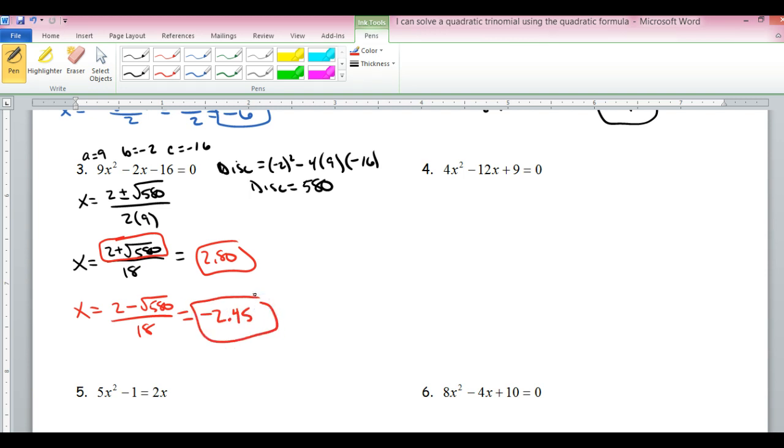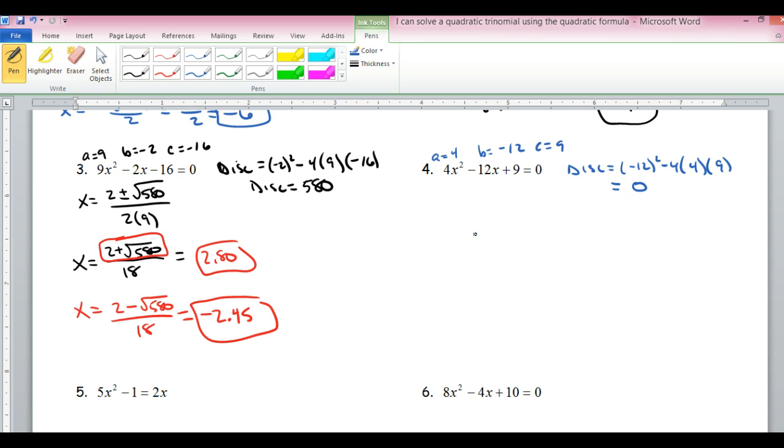Do me a favor and pause the video to make sure you get those same answers, because evaluating those expressions is one of the common mistakes students make. Alright, next one. I have A, I have B, and I have C. And when I evaluate the discriminant here, something interesting will happen. So I get negative 12 squared minus 4 times A, which is 4, times C, which is 9. When I evaluate the discriminant here, I end up getting a value of 0.